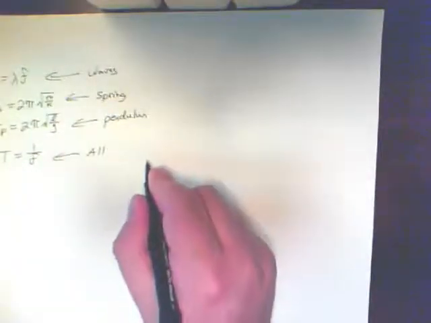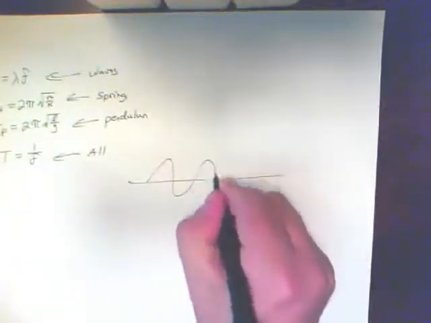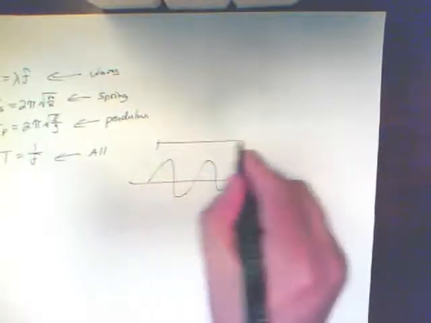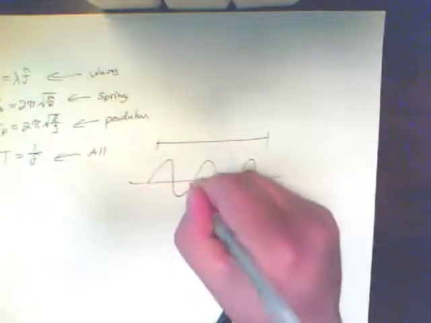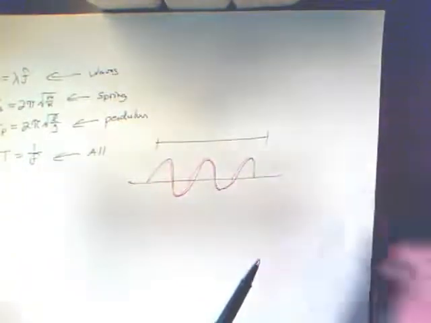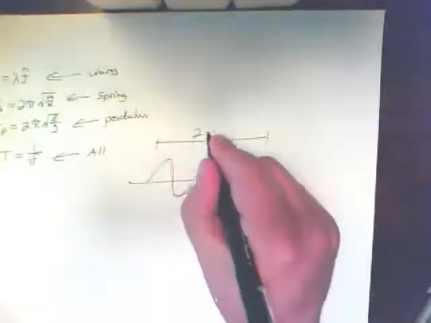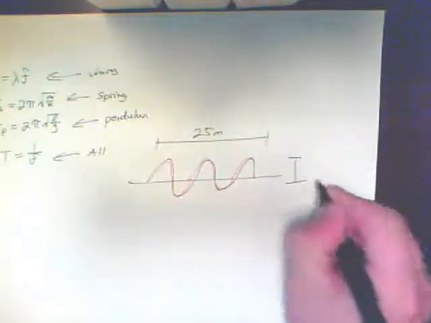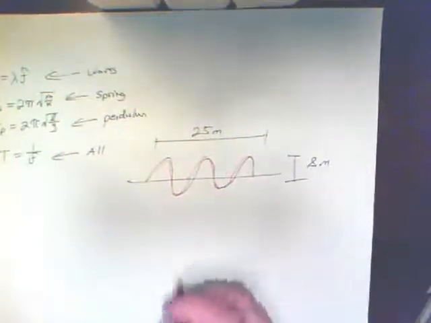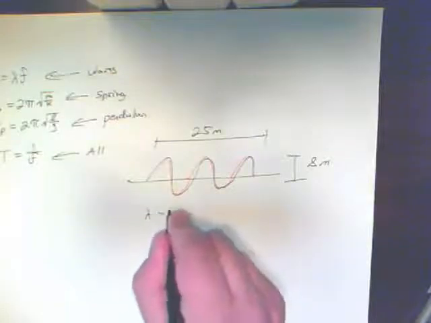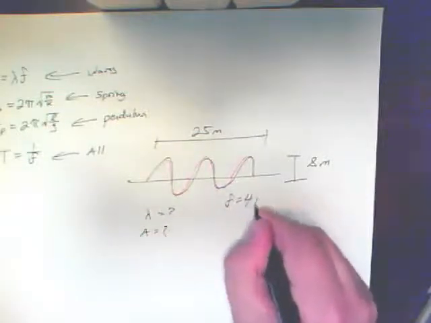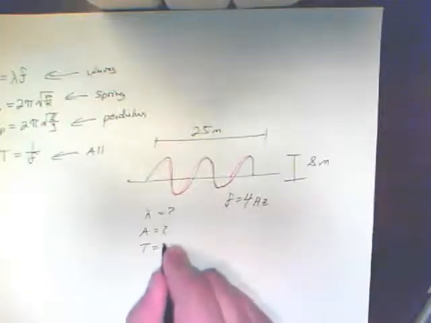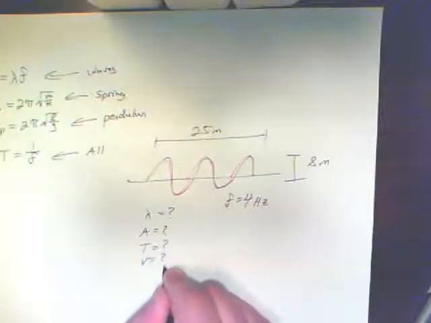We'll start off with waves. The big thing you're going to need to know is to be able to count how many waves there are. For example, here we count 1, 2.5 waves. Let's say this whole span was 25 meters long and it was 8 meters tall. A couple of questions are going to be asked. What is the wavelength? What is the amplitude? We'll be given a frequency of 4 hertz. What is the period? What is the speed?